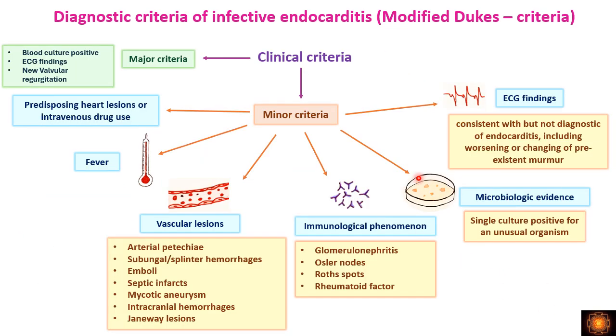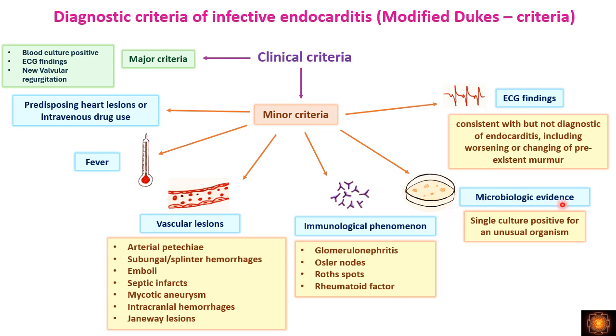Then the minor criteria: the patient should have predisposing heart lesions, or a history of intravenous drug usage. The patient should have a history of fever and vascular lesions. It can be anything like arterial petechiae, subungual splinter hemorrhages, emboli, infarcts, septic infarcts, mycotic aneurysms, intracranial hemorrhages, and Janeway lesions. So all these are vascular lesions, so anything will be taken as a vascular lesion. Then immunological phenomena like glomerulonephritis, Osler's nodes, Roth spots, and rheumatoid factor.